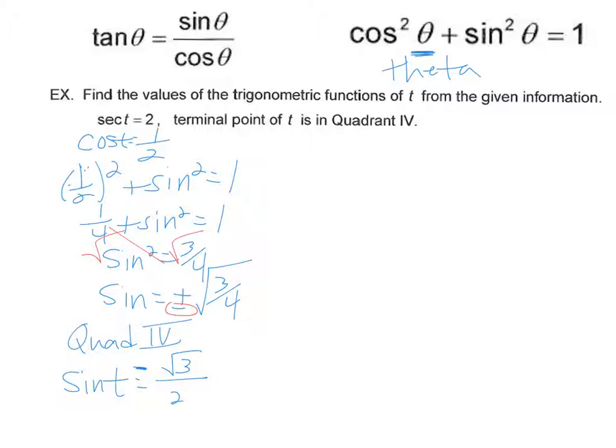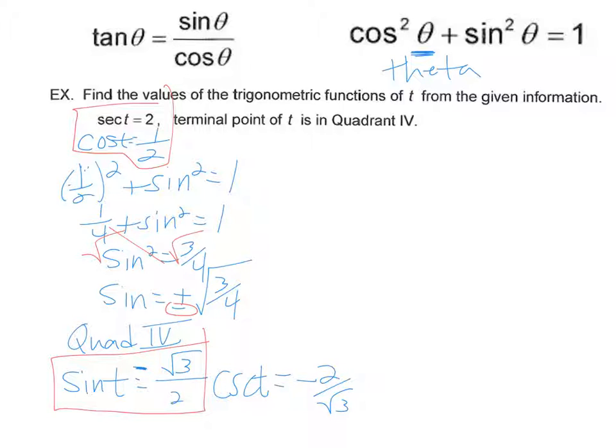Now that we know sine, let's kind of circle what we already have here. Now that we know sine, we can quickly get cosecant, because the cosecant is the sine flipped over. So the cosecant of t is negative 2 over the square root of 3. So we've got secant and cosine. We've got sine and cosecant. We need tangent and cotangent. So that's where we'll use that the tangent is the sine divided by the cosine.